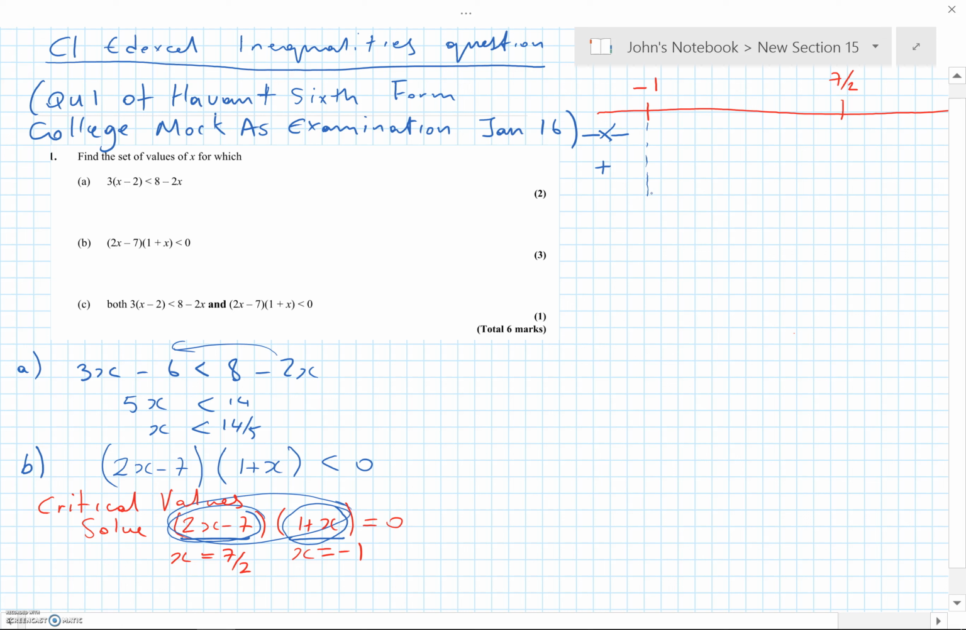Now we can try another value here. 0 is obviously the most convenient to choose. Obviously 0 won't always come in the middle of your two critical values, but when it does, it's certainly a good idea to choose it. So if x is 0, again we can see that this one will be negative, it'll be minus 7, but this time the second one will be positive. So we've got negative times positive, which overall is negative.